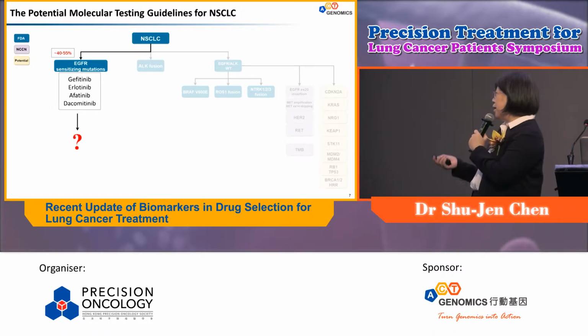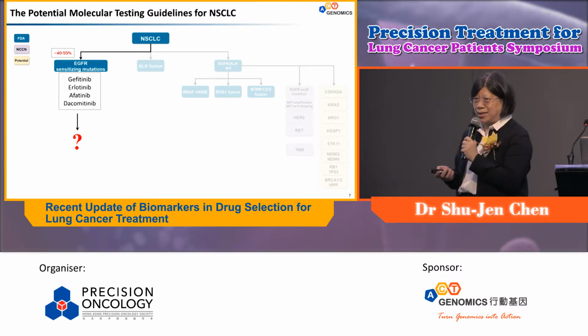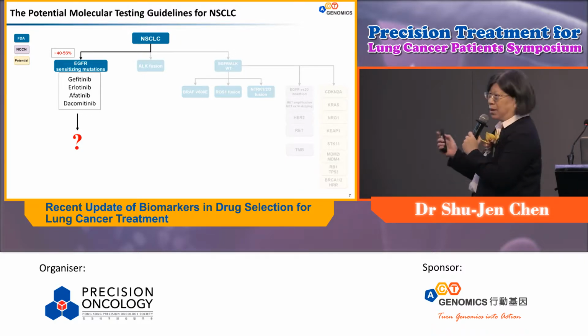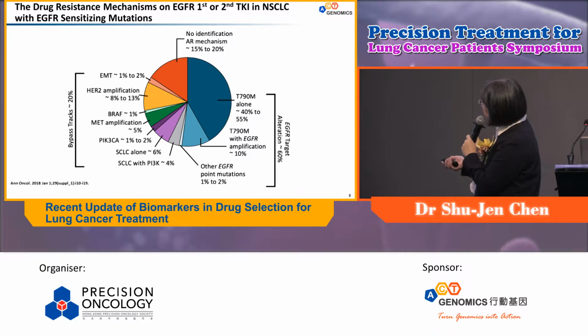documented marker. But what happened when this patient been put on first generation or second generation drugs, and they begin to develop resistance or their disease begin to progress? What are we gonna do? And what could be the biomarker that can offer the treatment option for the next step? If we look at the drug resistant mechanism for EGFR first and second generation TKI, in those patients who originally has EGFR sensitizing mutation, then this is actually the distribution.